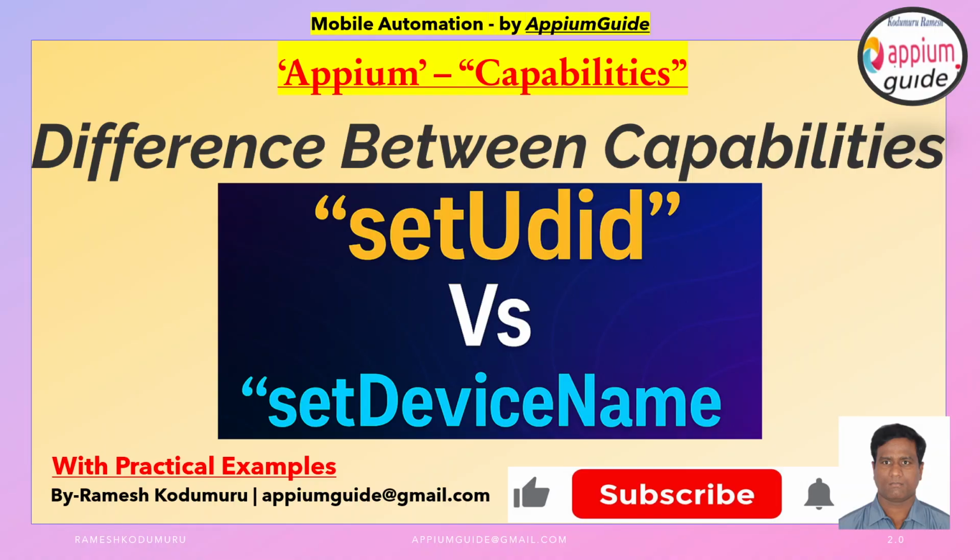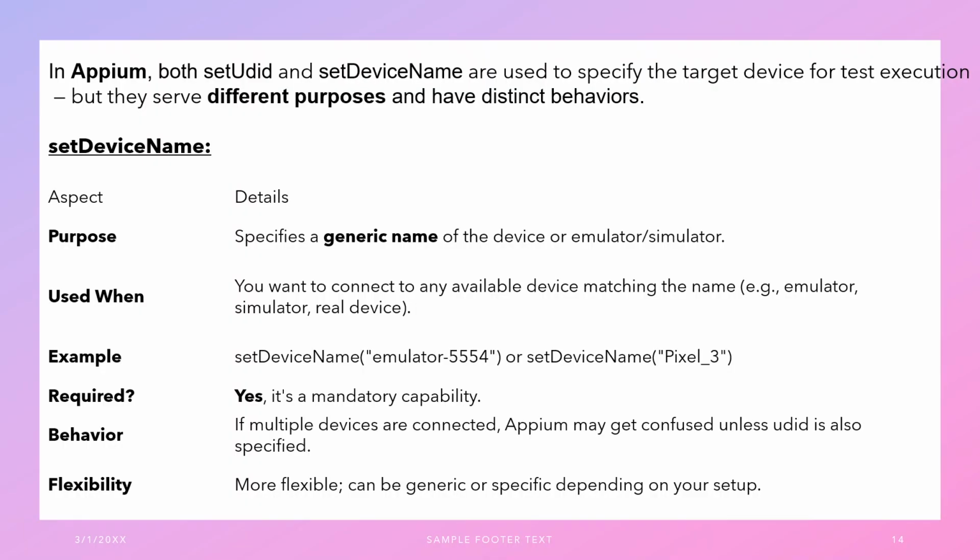So that whenever you're defining the capabilities, it's easy to define them without any errors, because we know exactly what the difference between these two capabilities is, and then you configure the capabilities. First, in APM, both set UDID and set device name are used to specify the target device for test execution.